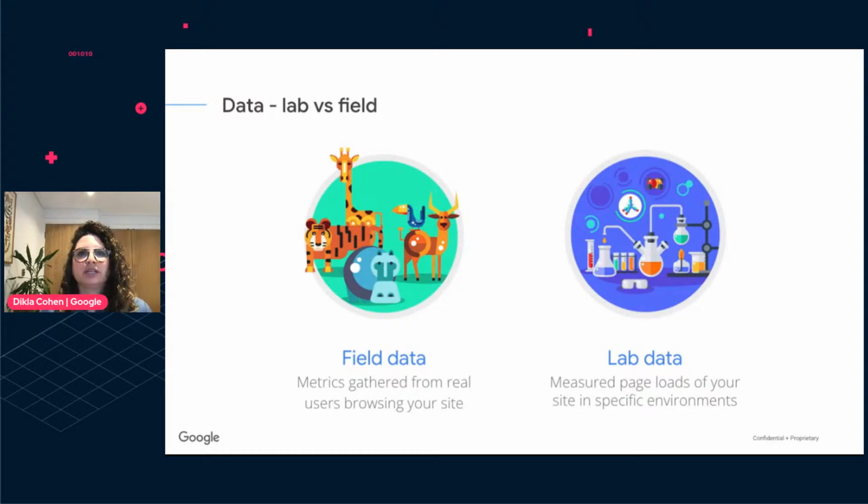Lab data, on the other hand, is based on simulations of page loads on your site, or on single page loads of your site. So it's really a fraction of the experience. It depends on what hardware you're using at the time, and that doesn't give you a full picture, but it is really useful to understand what is happening. So field data is great to understand the actual experience that your users are getting, and lab data is great to understand what's happening while you're developing or when you want to debug the field data findings.